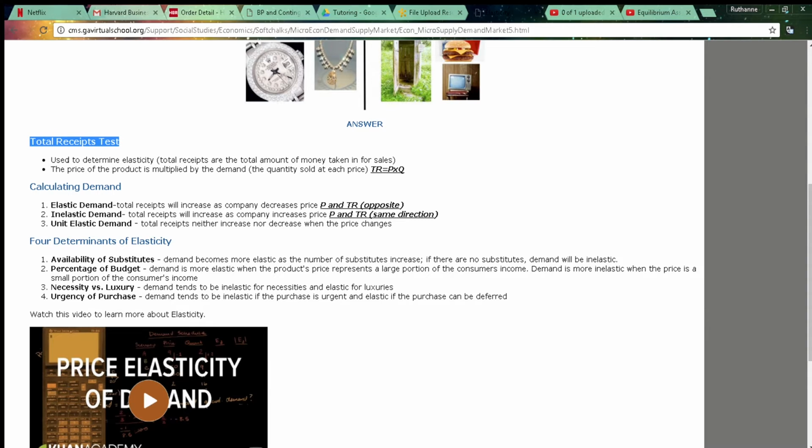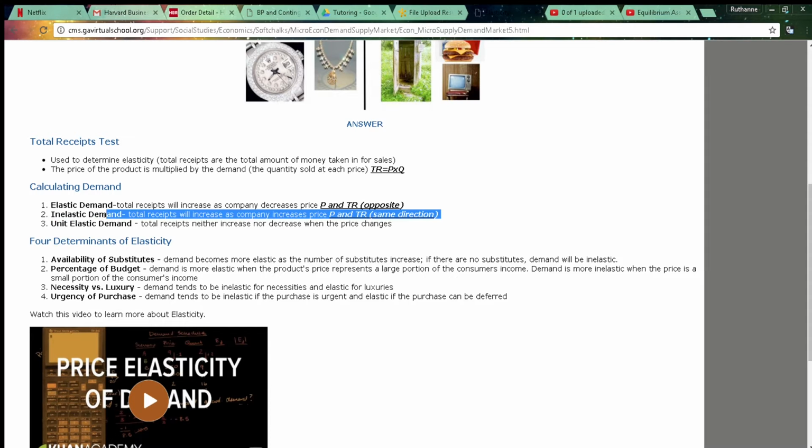This is when we use the price of the product and the quantity sold at each price to determine kind of what the relationship is. You can think of this like our y equals mx plus b to just graph it. We will see an inverse relationship or a negative slope for an elastic demand, meaning the total receipts increase as the company decreases the price. And for inelastic demand, it is going to be a direct correlation or a positive slope, and the total receipts will increase as the company increases the price.